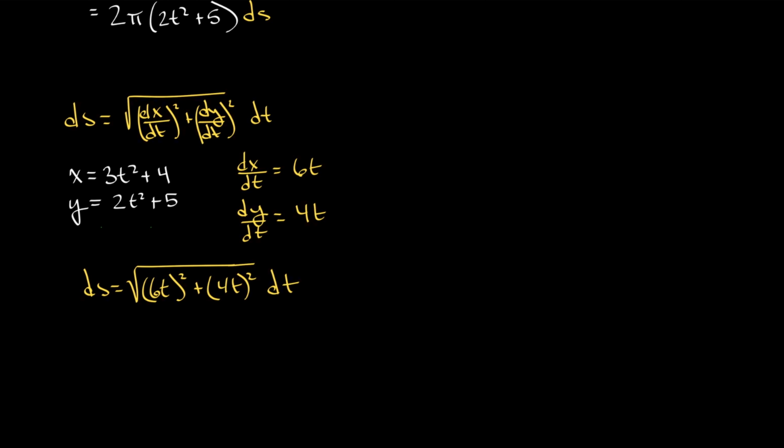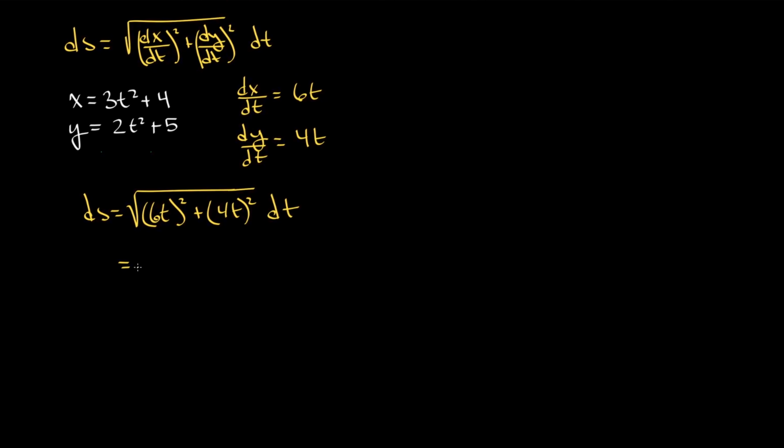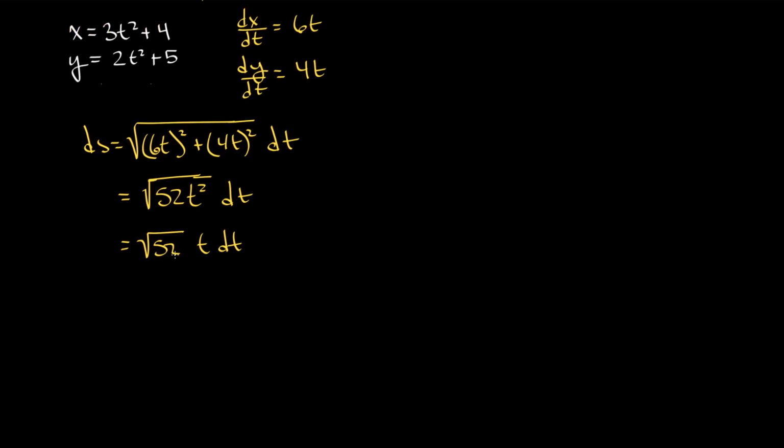Now let's see if we can simplify this guy. Let's see how far we can go with it. So this is 36t squared plus 16t squared. What is 36 plus 16? That is 52. So that's going to be 52 t squared dt. And we can rewrite this as the square root of 52 t dt. And then can we break down 52 anymore? Let's see. Divide it by 2 maybe, 26 and then 13. Yep. So we can rewrite this as 2 times the square root of 13 t dt. That is what we have for ds.